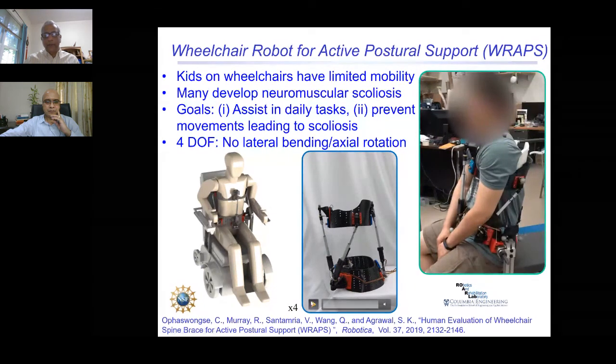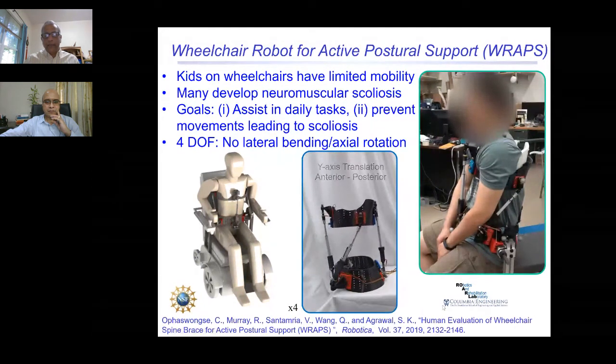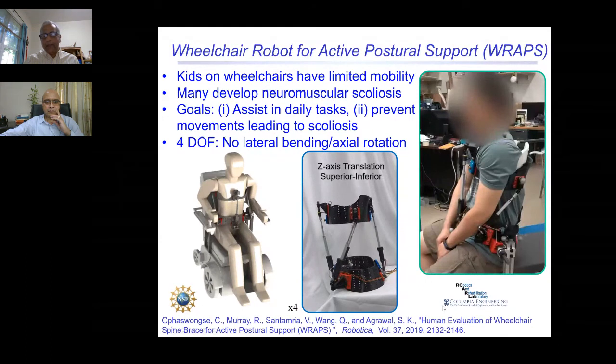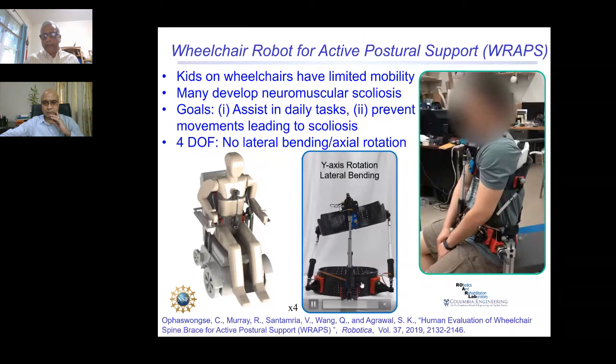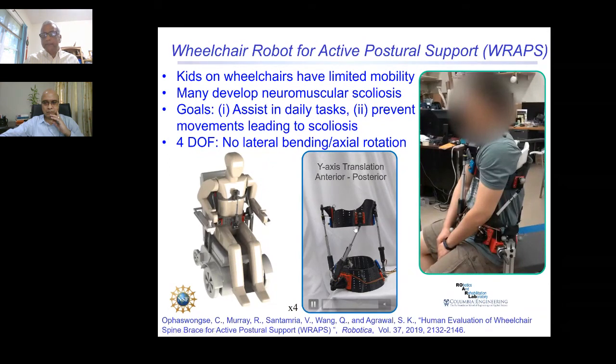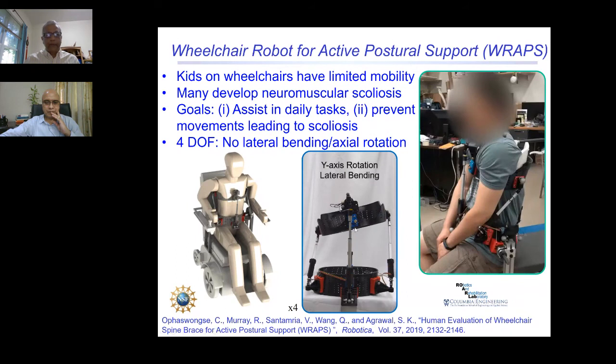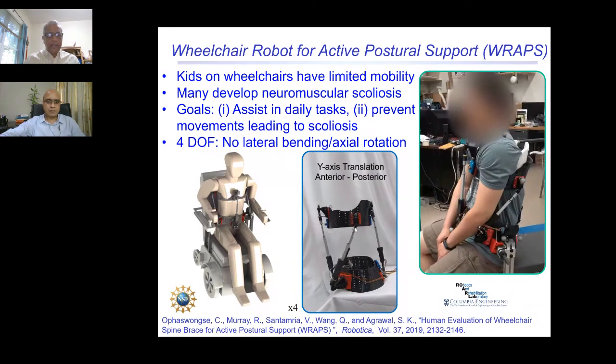So I'm going to show you just a few quick videos. This is a device we call RAPS. This is a 4 degree of freedom device. This base segment sits on the pelvis. This is on the mid trunk area. The reason I had 4 degrees of freedom was motivated by the fact that many of these wheelchair users develop something called neuromuscular scoliosis, right?